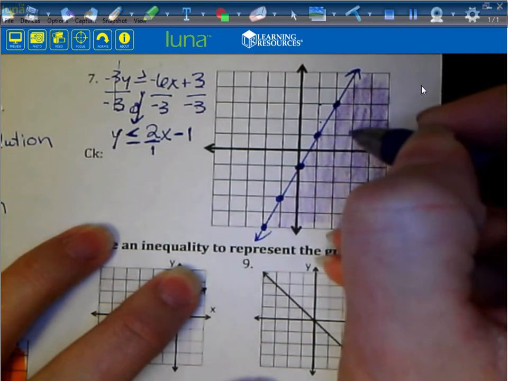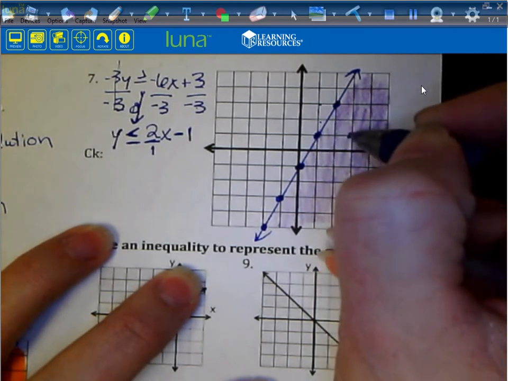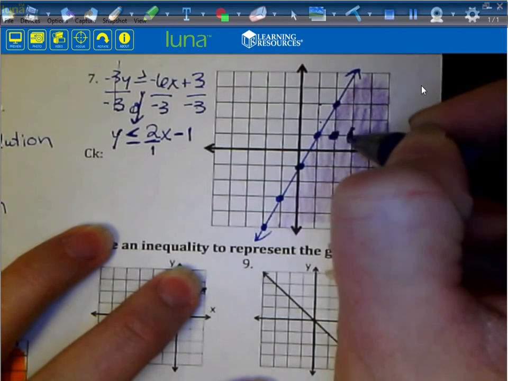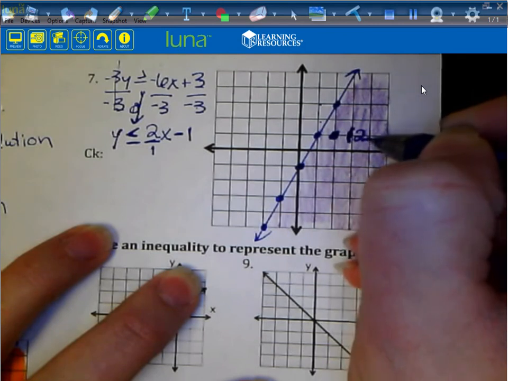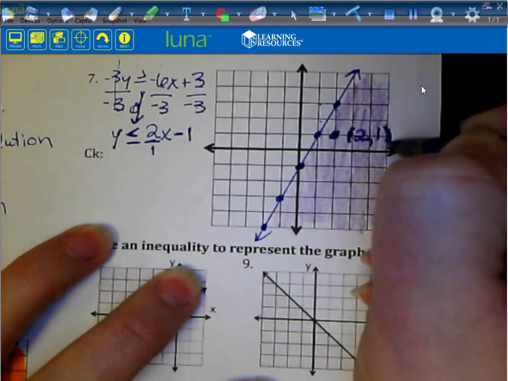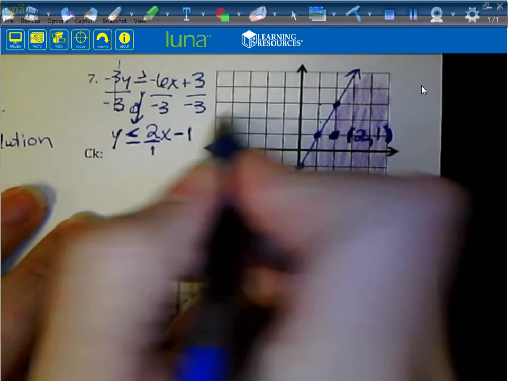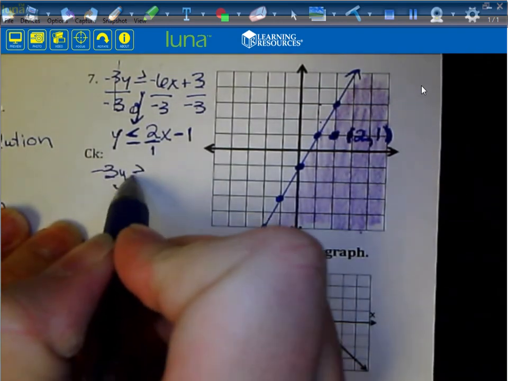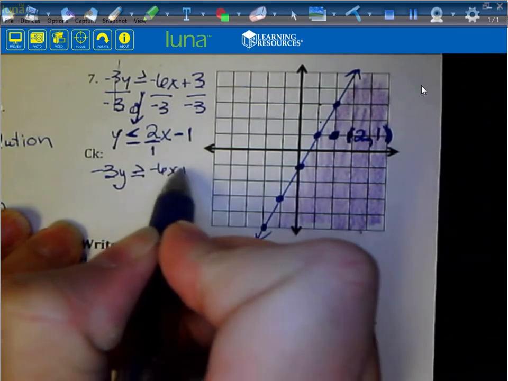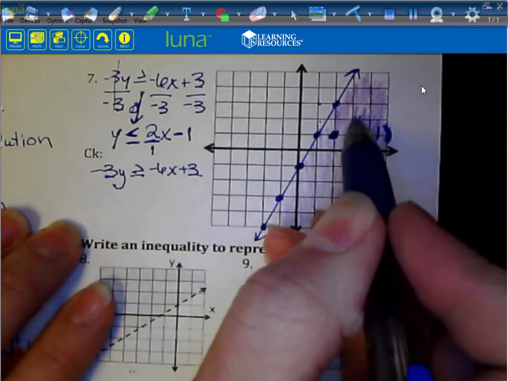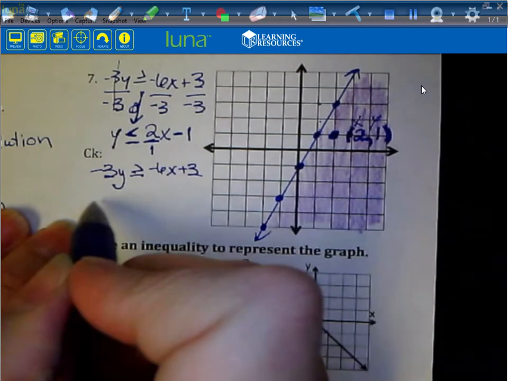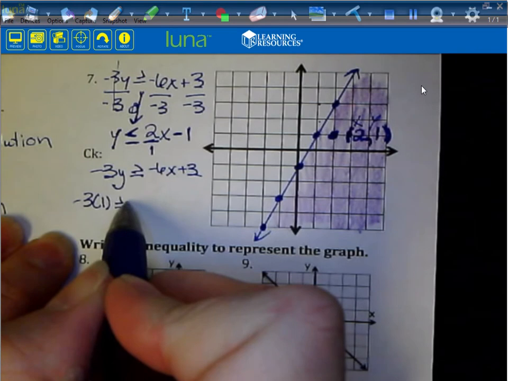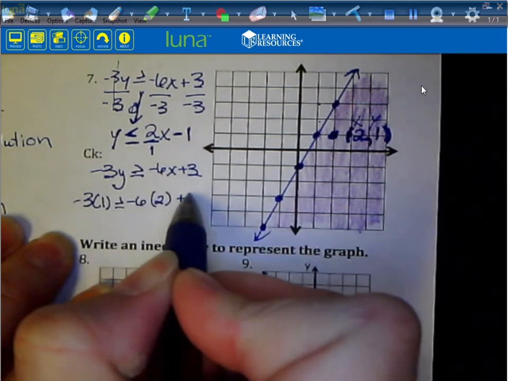So I'm going to go with 2, 1, which is right here, sorry. And that's what I'm going to check with. So I'm going to come back to my original problem, which is, I'm going to write it out, negative 3y is greater than or equal to negative 6x plus 3. And I'm going to plug in 2 for x and 1 for y. So negative 3 times 1 is greater than or equal to negative 6 times 2 plus 3.